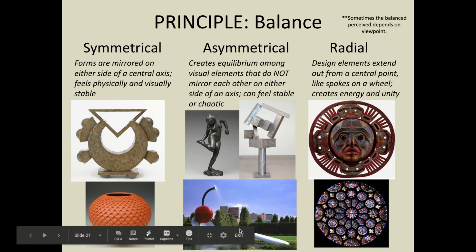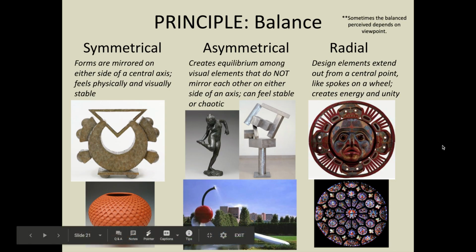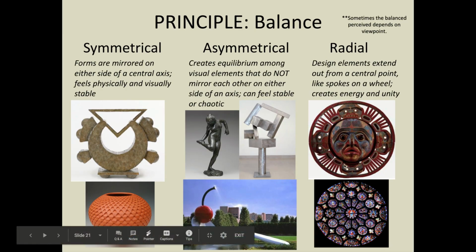And same with the spoon bridge down here. If I look at it from this view, it's asymmetrical, but maybe if I stood at the foot of the bridge and looked up, maybe it's symmetrical, but this view is asymmetrical. And then, of course, radial is based on a circle. So the design kind of radiates out from a center point. So like the rose window here and the mask.